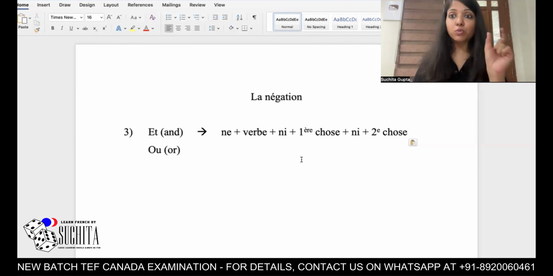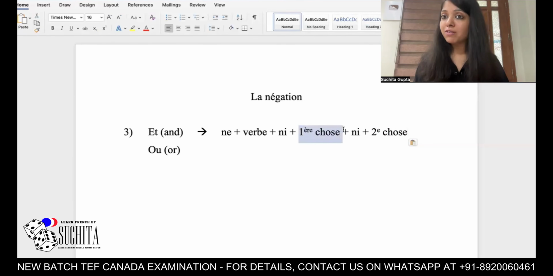Before the verb, you're going to put ne, as I wrote, ne plus verb. Now, since you have two things in your sentence, I've written première chose and deuxième chose. Première chose means first thing. Deuxième chose means second thing.